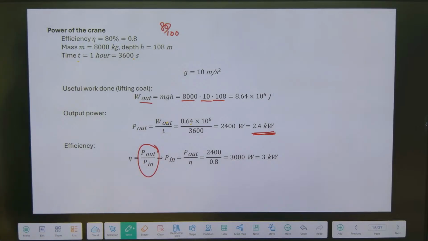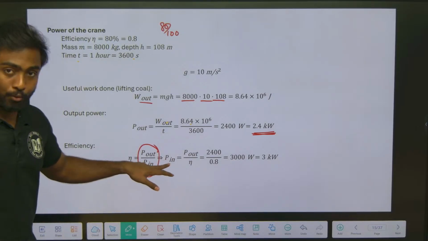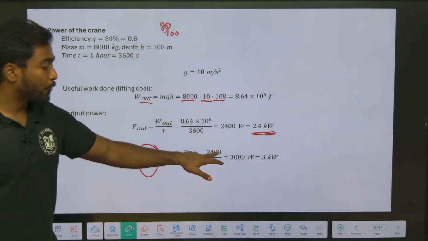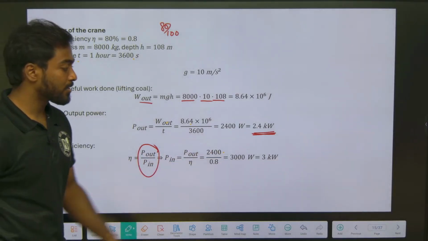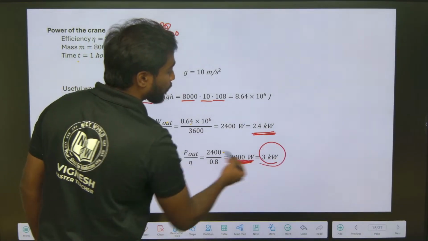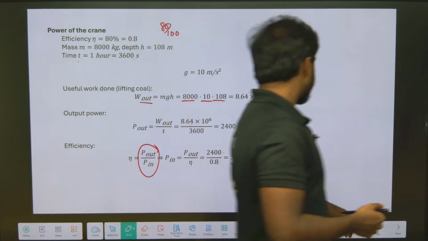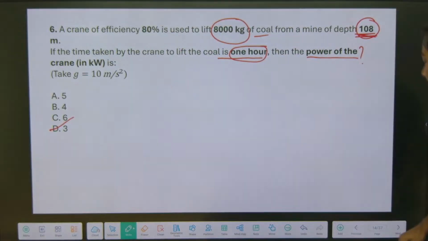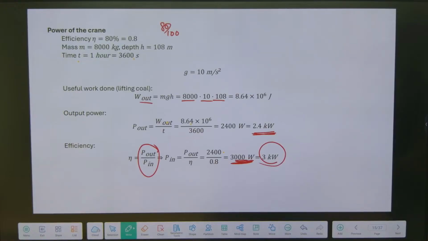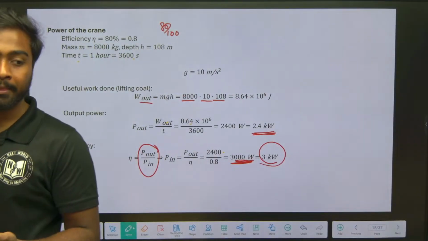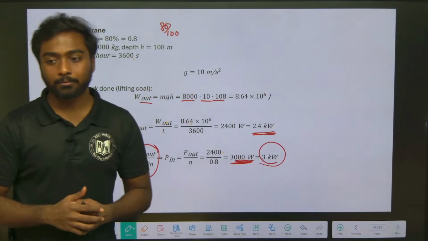Then efficiency is power out by power in. So I need to get the power in, which is power out by efficiency: 2400 by 0.8, which is around 3000 watt, which is 3 kilowatt. So option D is the correct answer. Option D is the correct answer for this question. You can take note of this question, on how to proceed when an efficiency question is given.